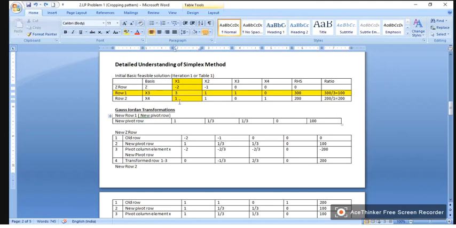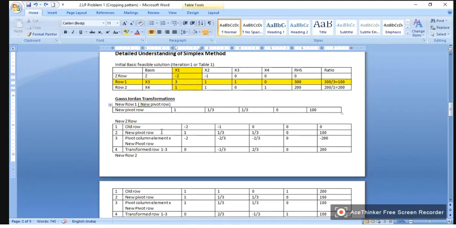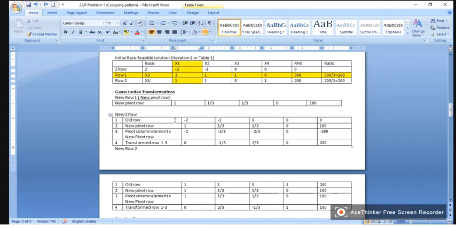New pivotal row will become 3 by 3, 1, 1 by 3, 1 by 3, 1 by 3. So next we have to find out these Z elements. For Z elements, we have to write the old ones. What are the elements? -2, -1, 0, 0, 0. Am I right? Forget about ratio. New pivotal row means 1, 1 by 3, 1 by 3, 0.